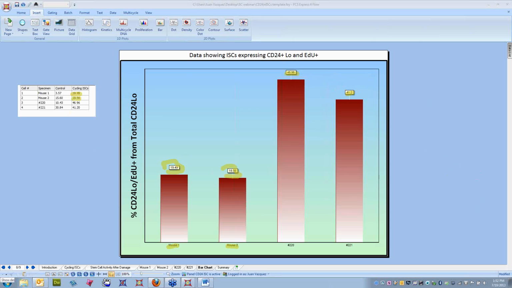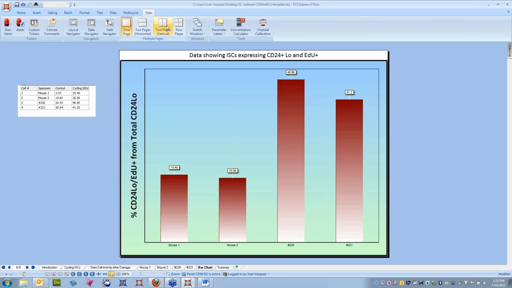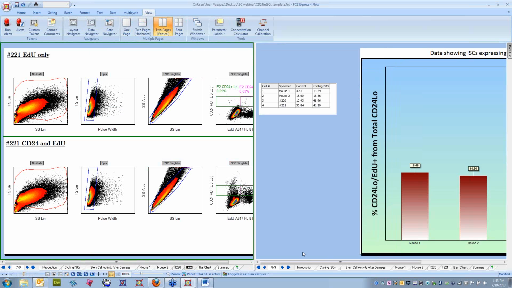What's key is how these calculations are being made. We're asking what percentage of the CD24 low is cycling. So we're saying what percent of the CD24 low EDU positive is cycling from the entire CD24 low. So it's kind of a 2-layer problem. Typically, when we look at the stats on a flow plot, as we move the gates, it gives us a number of, this population is this percent of all events. But here we're asking what percentage is this gate from this other gate. And that's what these custom tokens allow us to do. We can ask more complex questions.